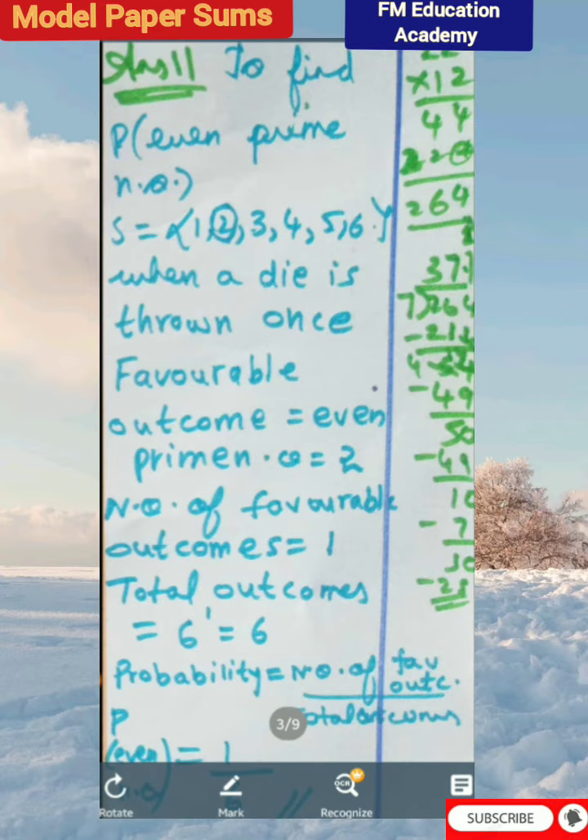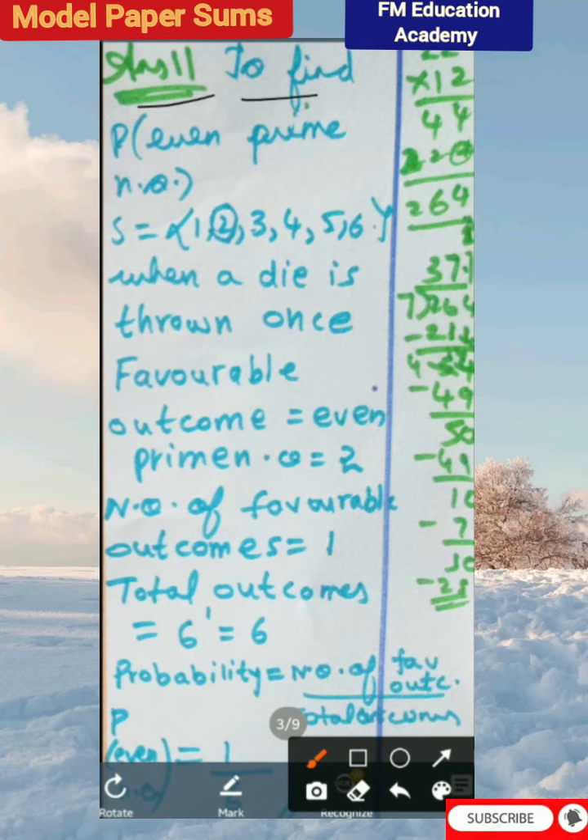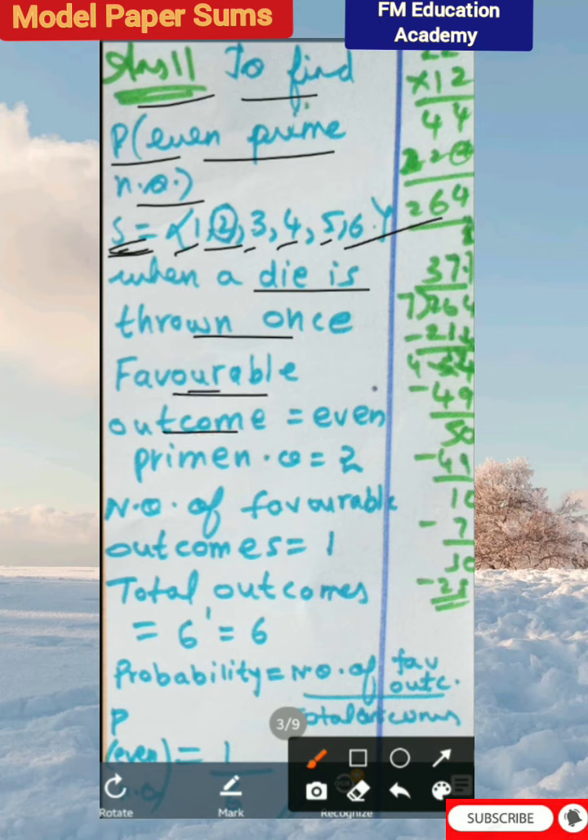So answer 11, we have to find the probability of an even prime number. Now we know that since a die is thrown once, the sample space, that is the possibilities of the die, can be 1, 2, 3 on the face of the die, it can be 4, 5, or 6 when a die is thrown once. Now what are the favorable outcomes? Favorable outcomes means the outcomes which we can get when we get an even prime number. When can we get an even prime number? We can get an even prime number only when it is 2, because we know 2 is the only even prime number.